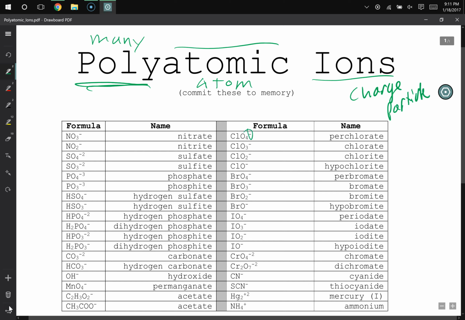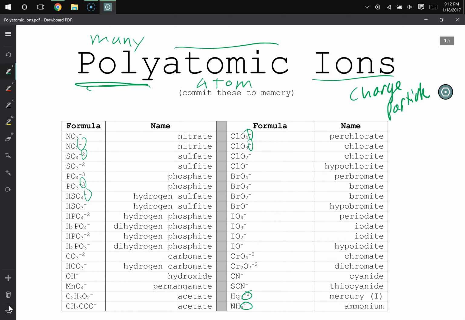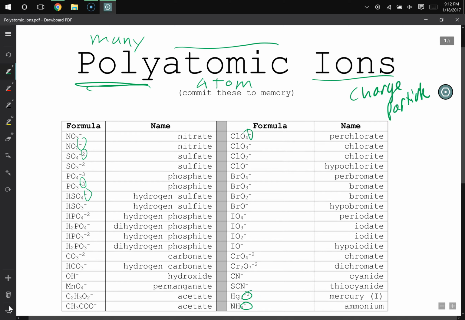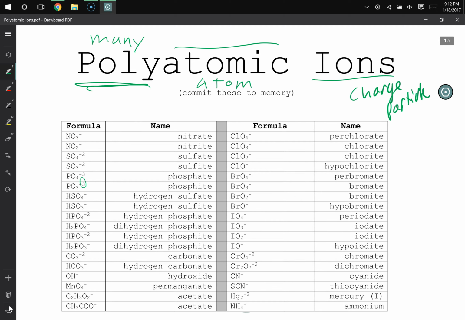So you can see that these things have negative charges on them. -3, -2, -1. There's even a +1 and a +2 down here. So that's what makes them ions. They are not neutral. They have an electrical charge. Let's take these first two.